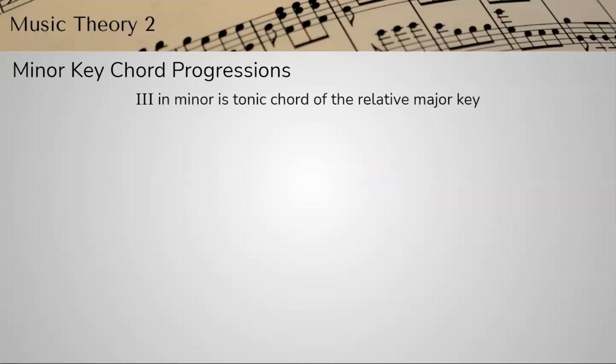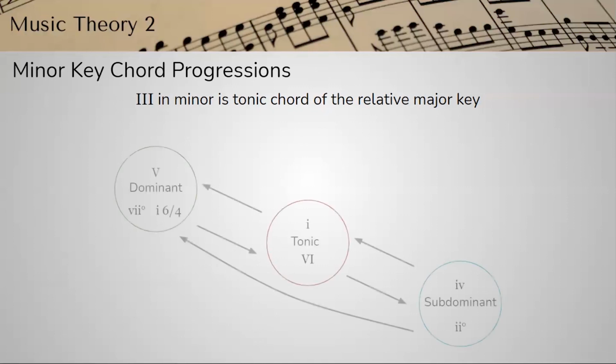And that's because the 3 chord in minor is the tonic chord of the relative major key. So if you think about the key of A minor, the 1 chord in A minor is an A minor chord, right? And then the 3 chord is going to be a C major chord. Well, those 2 keys, those 2 chords share a key signature, right? So they are relatives to each other. So in a lot of ways, there's like 2 different tonics in a minor key. So we'll explain that a little bit better here.